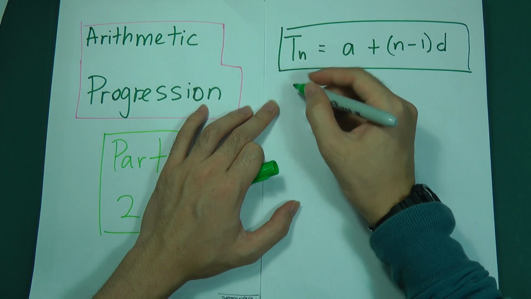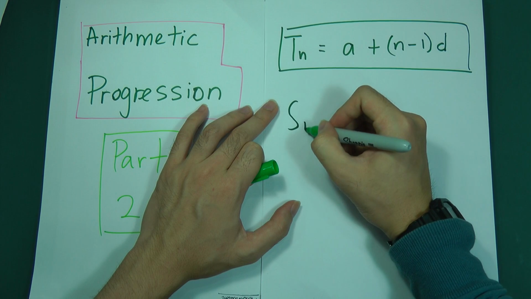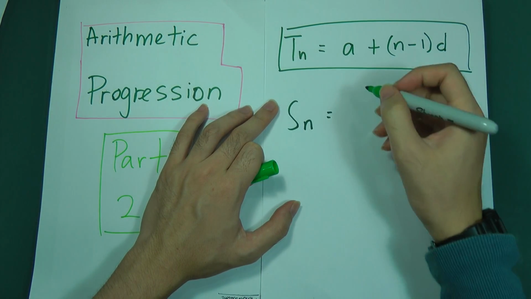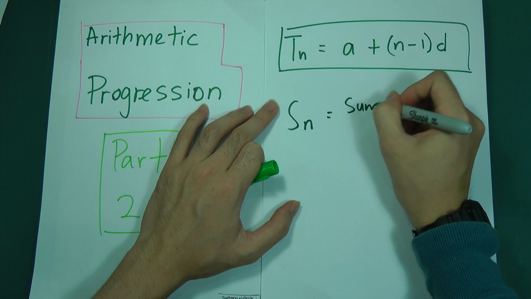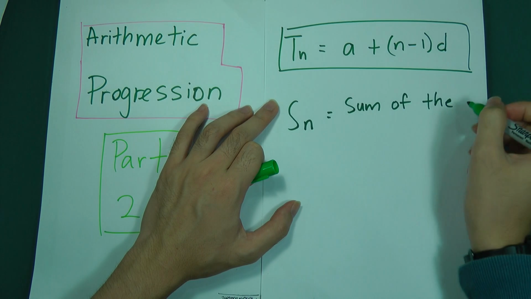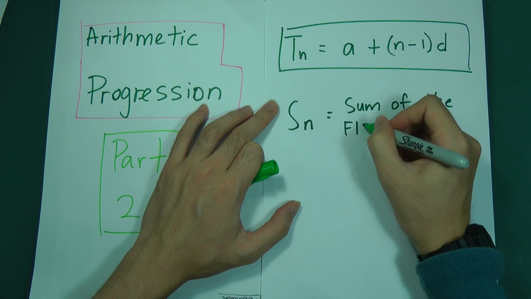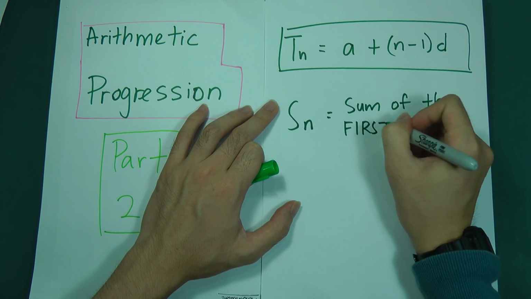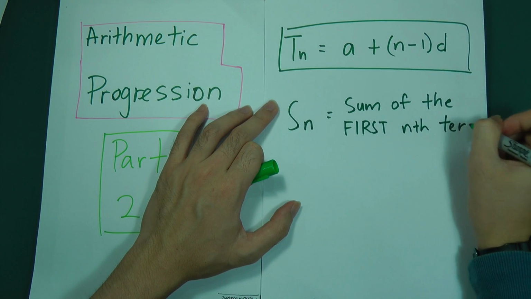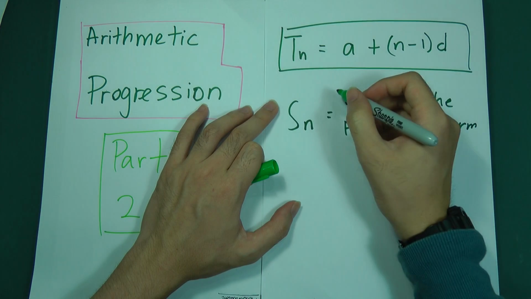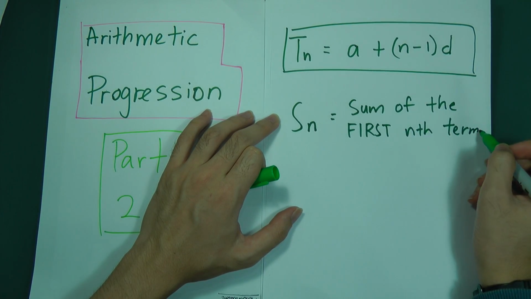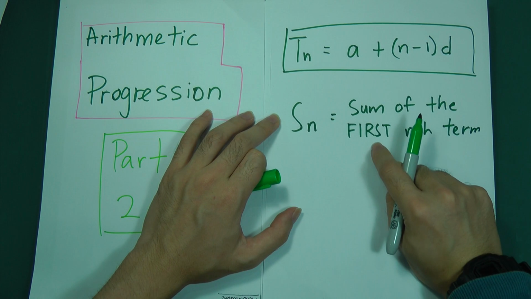Then we also learned in the last video the meaning of Sn. I'll just repeat. Sn means the sum of the first n terms. First is a very important keyword here. First n terms means we do not know which term n is. So you must sum from the first term.